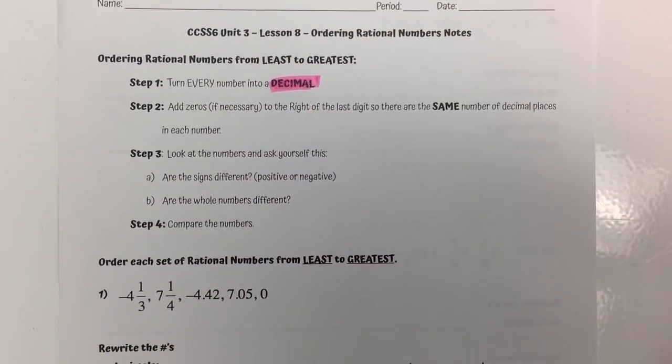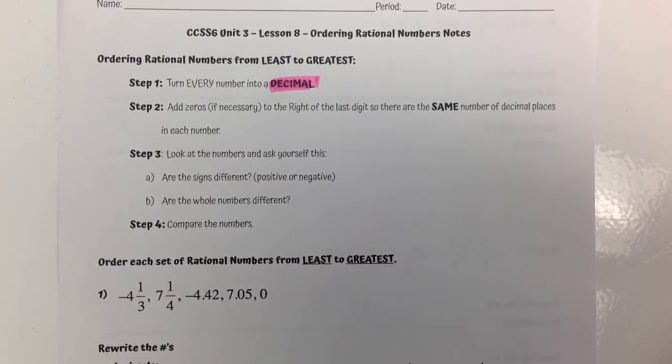There's lots of different routes that you can go to ordering rational numbers. And if you figured out a way that you think is a little bit quicker, that's fine, as long as you are showing the work to prove your answers. But for the sake of these notes, we want you doing it this way so that you can get in the habit of doing it correctly.